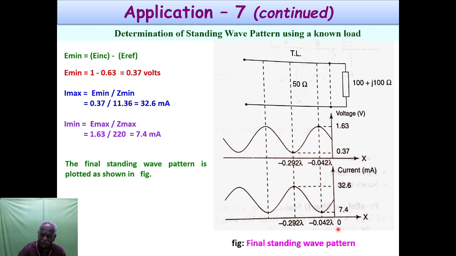If you substitute the lambda value, you will get the actual physical length value. So in this way we are determining E maximum, E minimum, I maximum, I minimum, Z maximum, Z minimum, the positions of these parameters, and the VSWR value and gamma value. Everything we can determine using the Smith chart without going for tedious mathematical calculations. Simply by using the chart we can find out all these quantities.